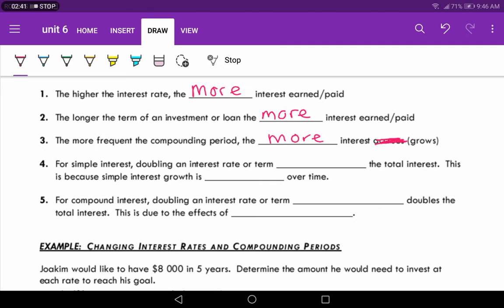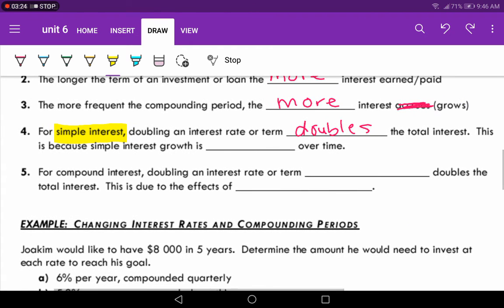For simple interest, doubling an interest rate or term will double the total interest. So if you have a loan at 3% and it gets changed to 6%, that means your total interest is going to double. If you were initially paying $10 a month in interest and it doubled, you would end up paying $20 per whatever time period it was.